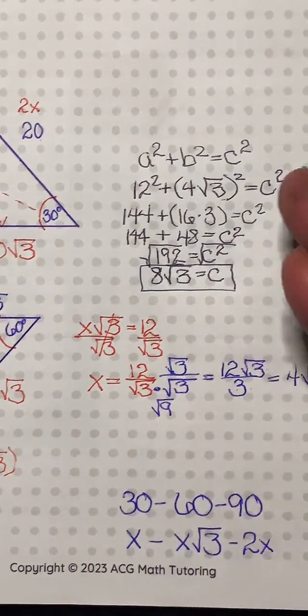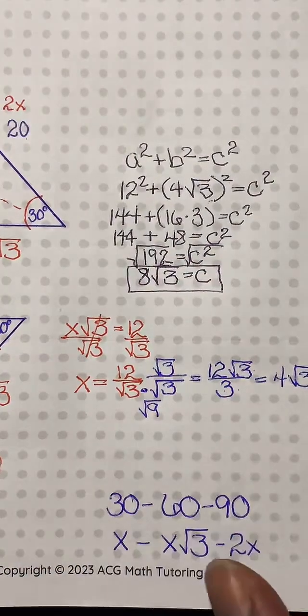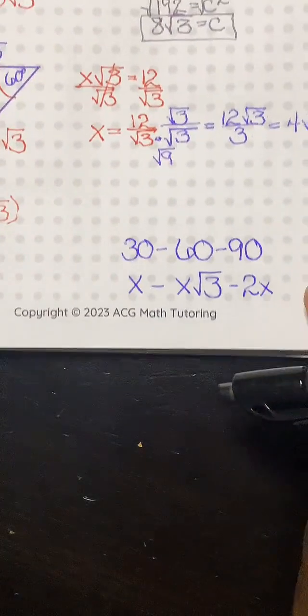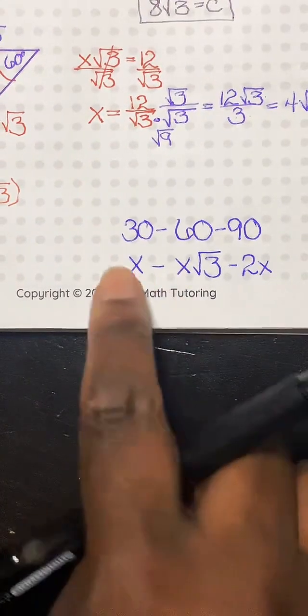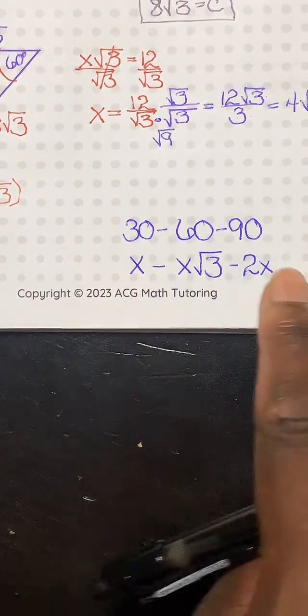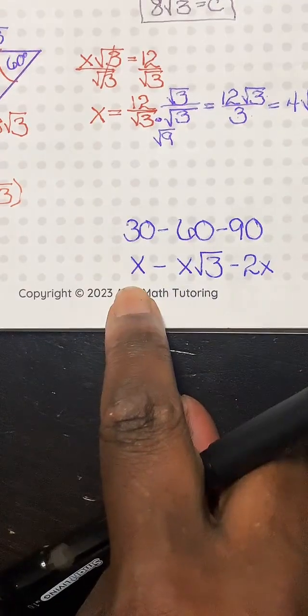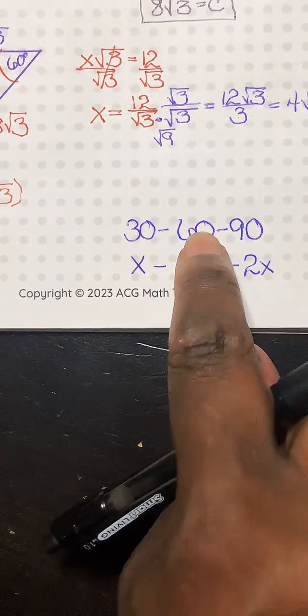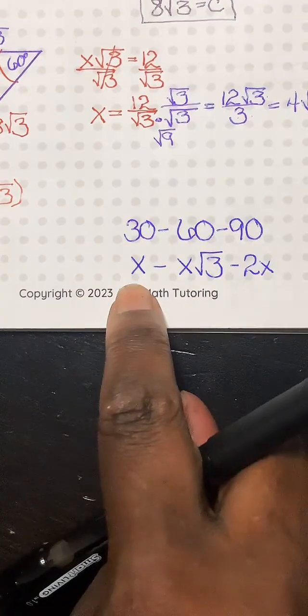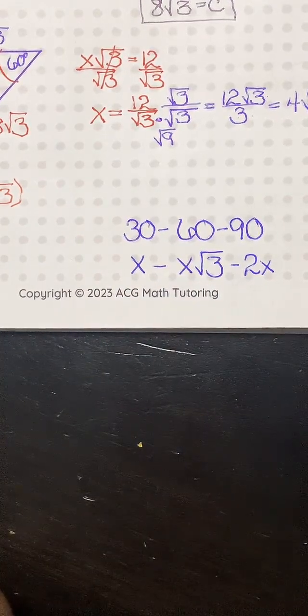Now, you can do all of this loveliness, or you can remember your rule, okay? The side opposite 30 degrees is the smallest side. The side opposite the right angle, your hypotenuse, is twice your smallest side. And the side in the middle is your smallest side times the square root of 3. All right.